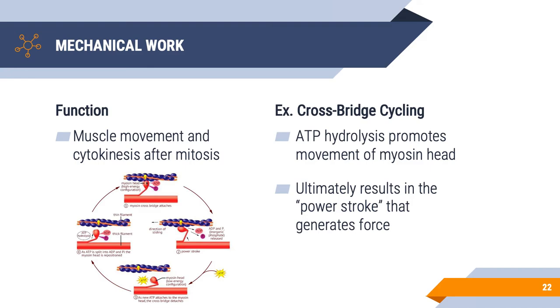Alternatively, we can have mechanical work. In this case, we're thinking about cross-bridge cycling, where ATP hydrolysis promotes the movement of the myosin head, creating that power stroke that's going to generate force for skeletal muscle contraction.